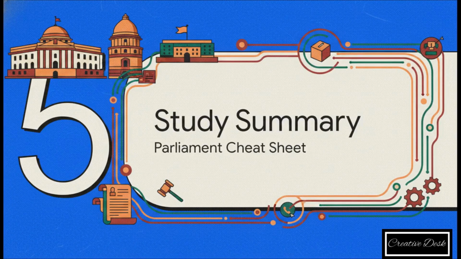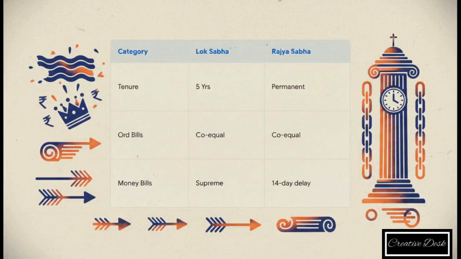Finally, Section 5, the ultimate study summary, your parliament cheat sheet. Okay, seriously, go ahead and grab a screenshot of this right now. It perfectly synthesizes all the core takeaways of our explainer into the ultimate compare and contrast study guide.